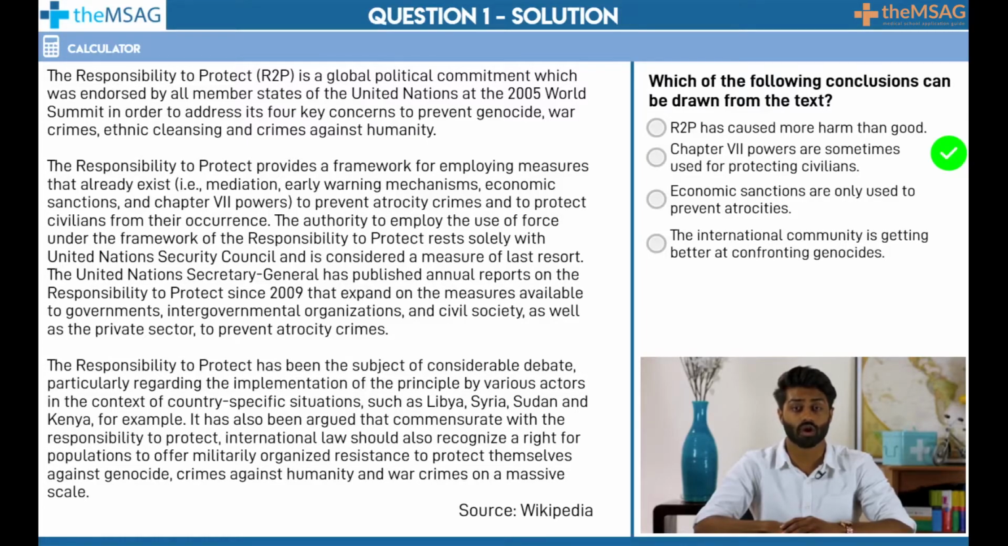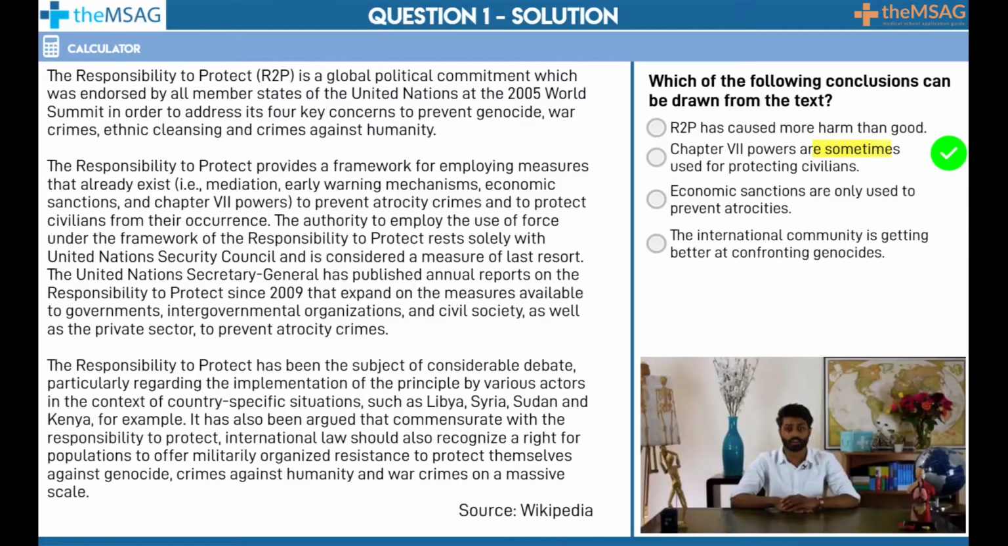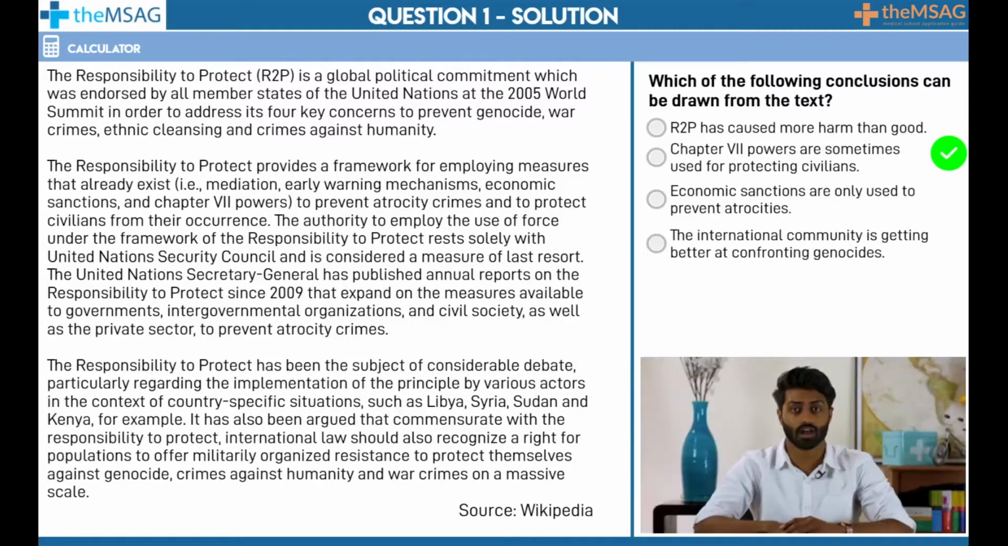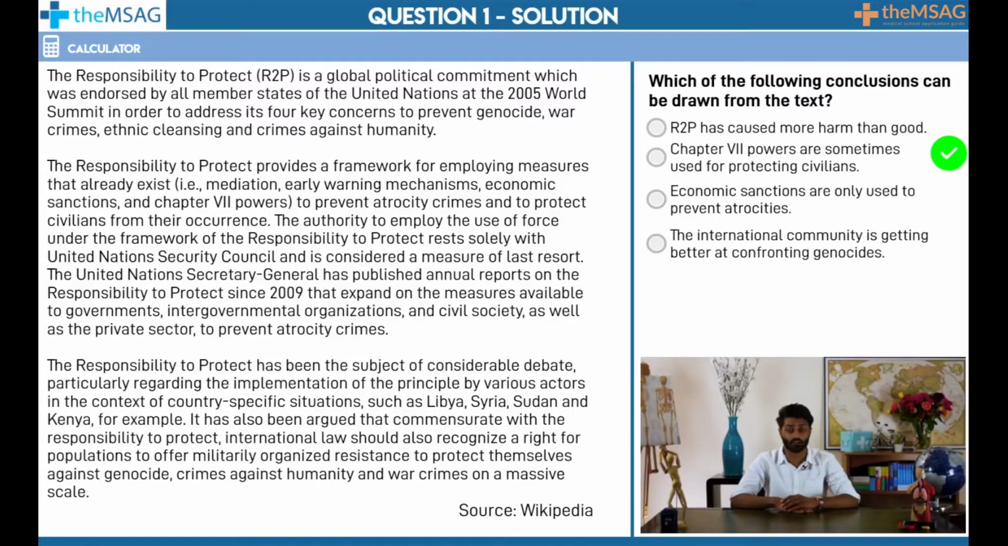We have a soft word, sometimes, which is easy to prove. Without referring to the text or even knowing what Chapter 7 powers are, we might guess that they are sometimes used for this purpose. This answer also looks like it would have taken a bit of close reading to get right, like reading what Chapter 7 powers are used for, and so is even more likely to be correct. The UCAT wants you to work hard for your result. The other way to get to this answer in 15 seconds was by eliminating the other choices. Let's take a look at each of these.